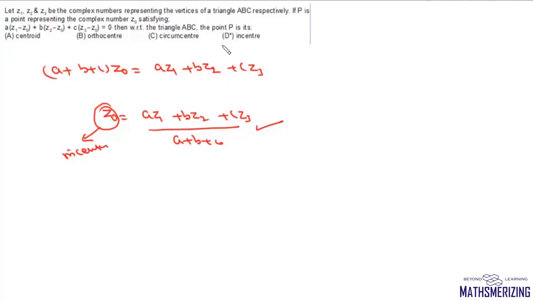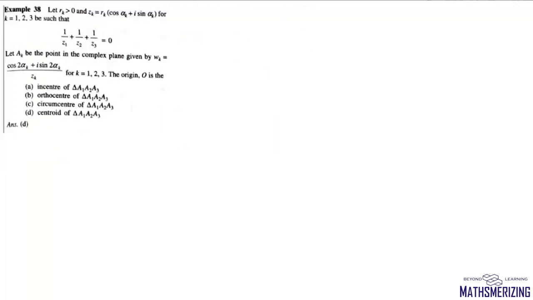So the answer to this question is the point P is its incenter, and the question must also say that these A, B, C represent the lengths of sides of the triangle.